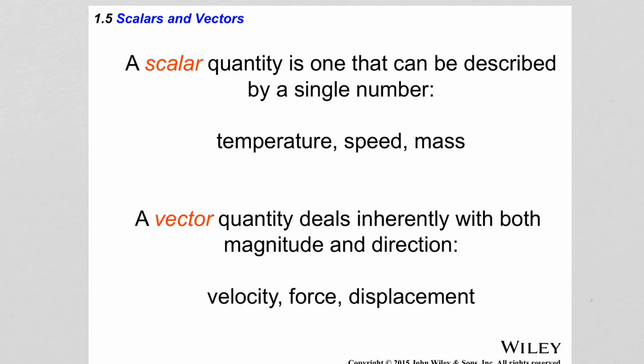But then we also have a different type of quantity, and that is a quantity that, besides the magnitude of it, also inherently has a quality of direction. So such quantities are known as vector quantities. So vector quantities inherently have both magnitude and direction. So examples of such quantities would be velocity, force, displacement, acceleration, torque, momentum. So these have, besides their magnitude, also a sense of direction.